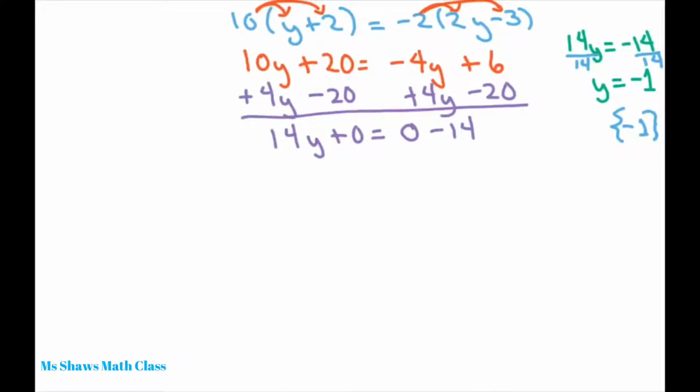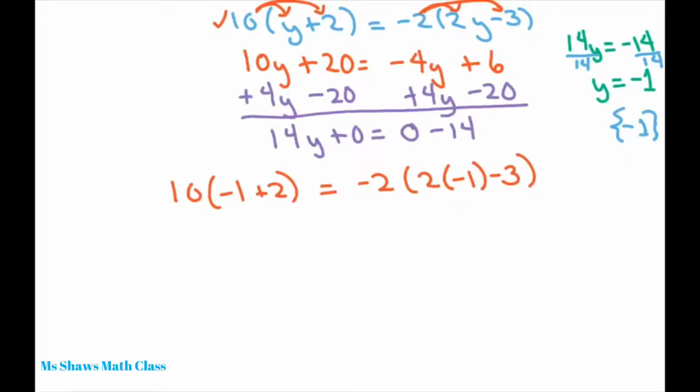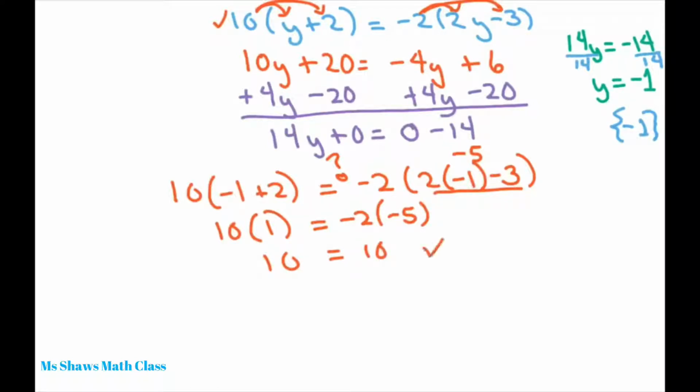Now we're going to use our substitution property and replace every y with negative 1 and see if our left-hand side of the equation equals the right-hand side of our equation. If it does, then our solution is correct. So let's see. We have 10 times 1. Does that equal negative 2? And this right here is negative 5. So negative 2 minus 3 is negative 5. So what we get is 10 equals 10. It does check out. So negative 1 is our solution.